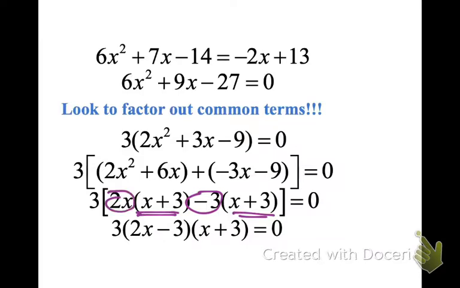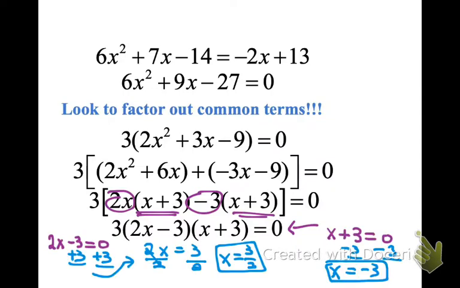Because it's set to 0, the directions probably said we're going to solve it, so now we're going to solve. I used my zero product property, and I set each parenthesis equal to 0 and found out that x equals 3/2 and x equals negative 3. And remember, when we're solving quadratic equations, the x values indicate our x-intercepts, so negative 3 and 1 and 1/2. That's where our parabola would intersect our x-axis.